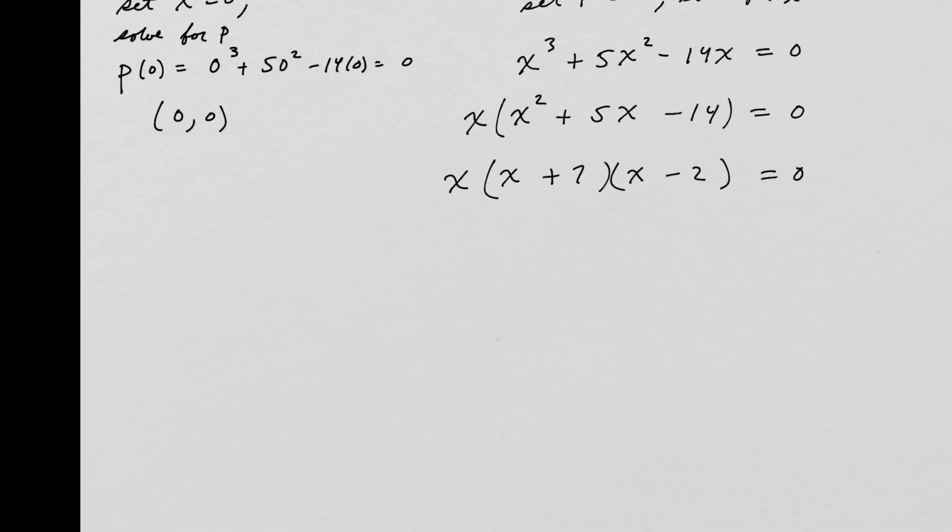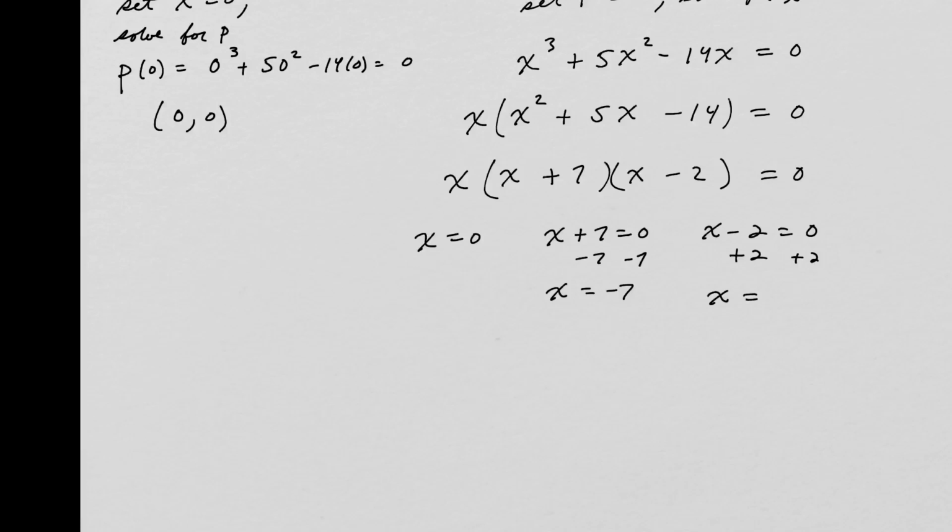So I can set each factor equal to 0. One possibility is x equal to 0. Another possibility is x plus 7 is equal to 0. Another possibility is x minus 2 is equal to 0. If I solve these, one is just x equals 0. The other possibility is x equals negative 7. And the last possibility is x equals 2. So these are my zeros, or roots.